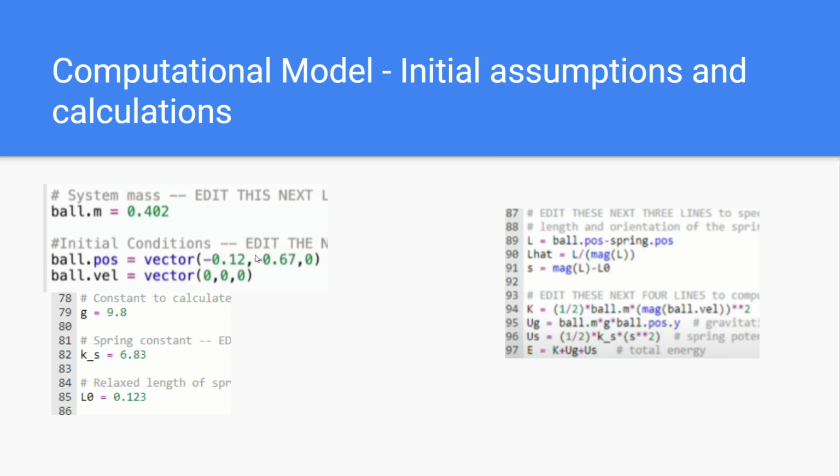So the ball position is based on the tracker values, and the ball velocity is 0.000. These are just some constants. And now here we have the equations to calculate our different kinds of energy: UG, US, kinetic energy, and the total energy. You get the idea. The length and orientation of the ball as well.